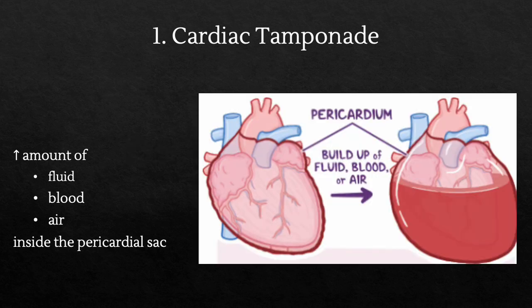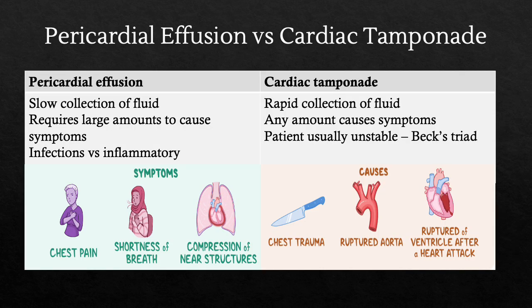First up, we have a cardiac tamponade. A cardiac tamponade occurs when there's a buildup of air, blood, or fluid within the pericardial sac, causing compression of the heart. It is important to differentiate between a pericardial effusion and a cardiac tamponade. They are not interchangeable terms, and they are also not a disease progression from one to the other. A pericardial effusion is a slow collection of fluid. It requires a large amount of fluid to actually cause symptoms, and it's usually infectious or inflammatory in nature.